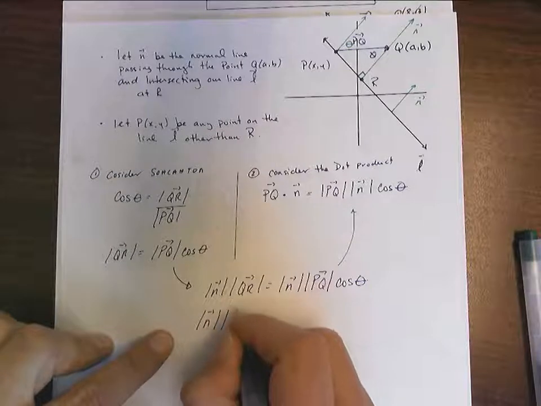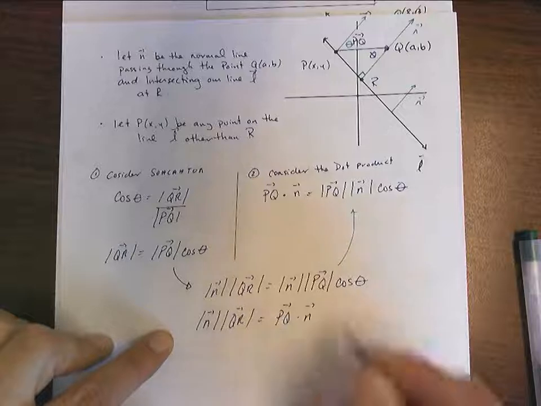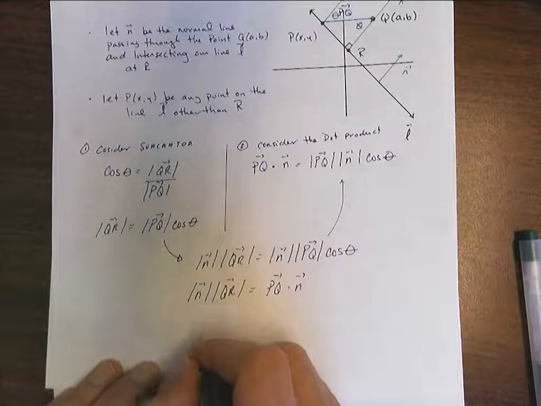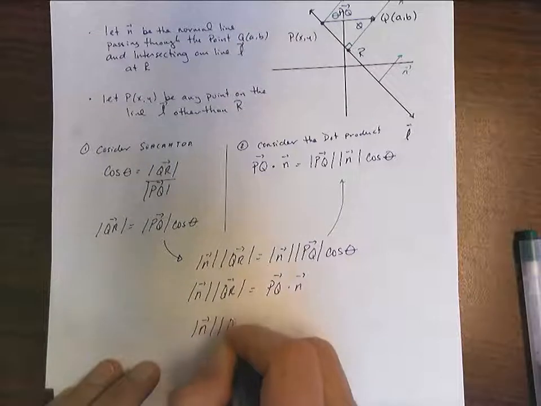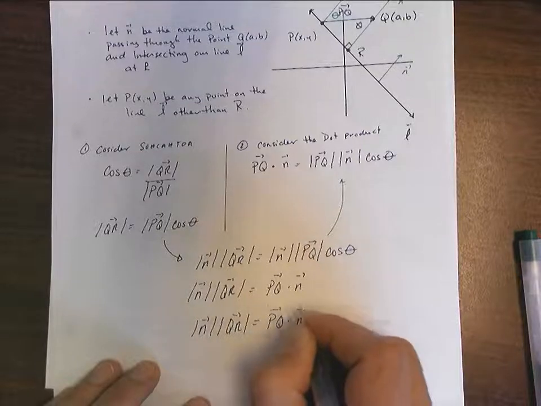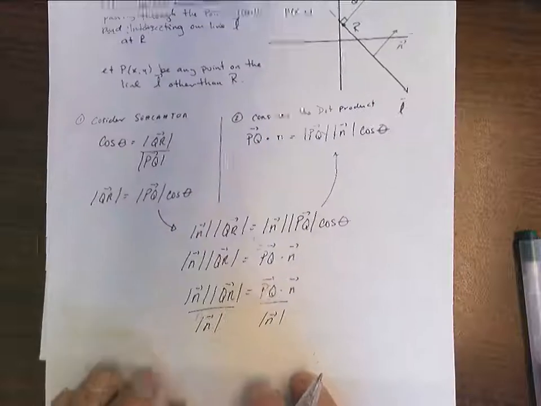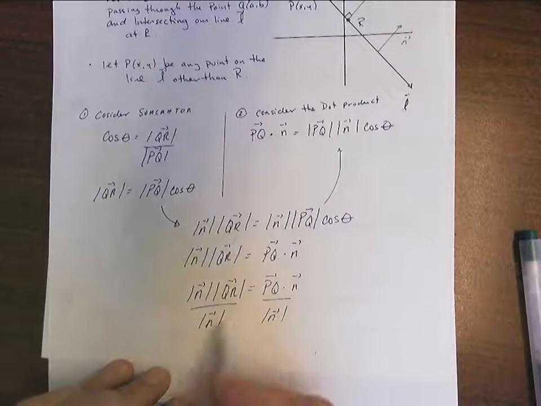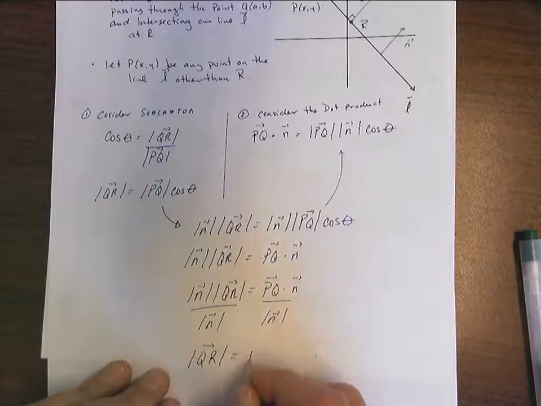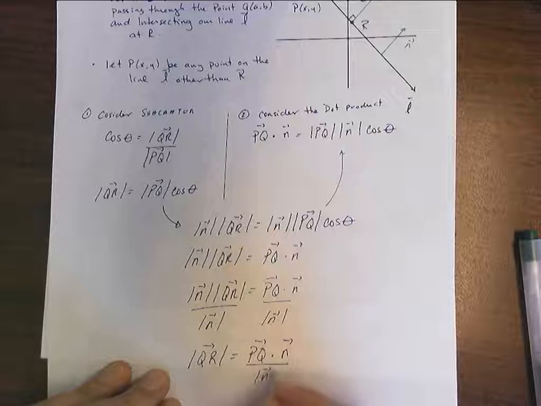We notice then that this is actually equal to that, which means that this side must be equal to PQ dot n. And if I divide both sides by a scalar, the scalar I chose to divide both sides by was the magnitude of n. That's simply going to give me the magnitude of QR equals PQ dot n over the magnitude of n.